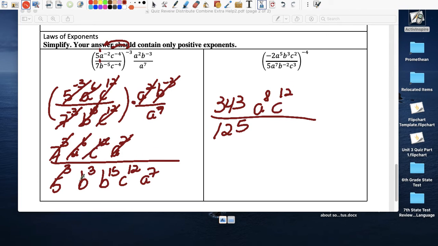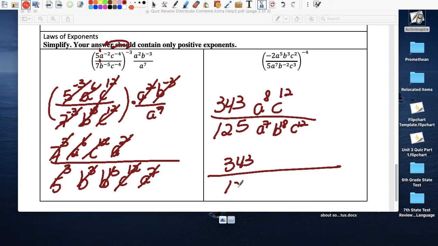In my denominator, there's an a7. I'm just going to put it alphabetically, so that's gone. B3, B15 can be multiplied, right? Same base, add the exponents. And then C is going to be C12. Now, I'll write it one more time. 343 and 125 can't simplify.